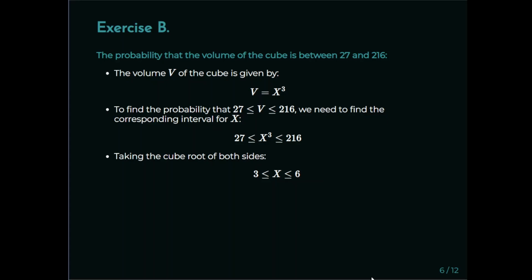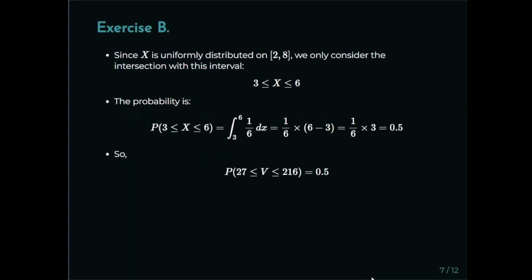So that's straightforward enough, really. Essentially, what we're asked for is the probability that x cubed is between 27 and 216, which is equivalent to taking the cube roots of each side, which is asking what is the probability that x is between 3 and 6.